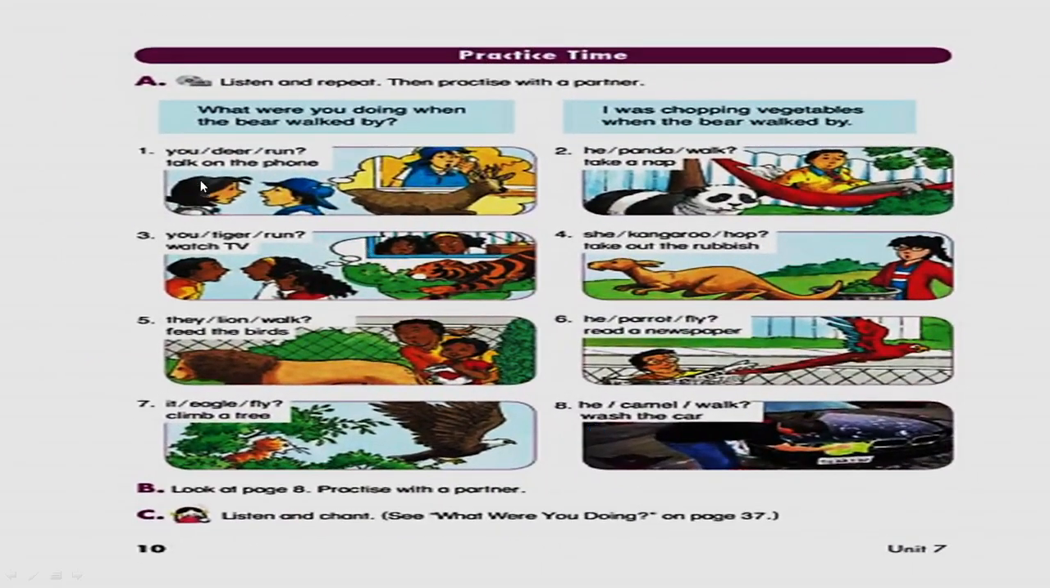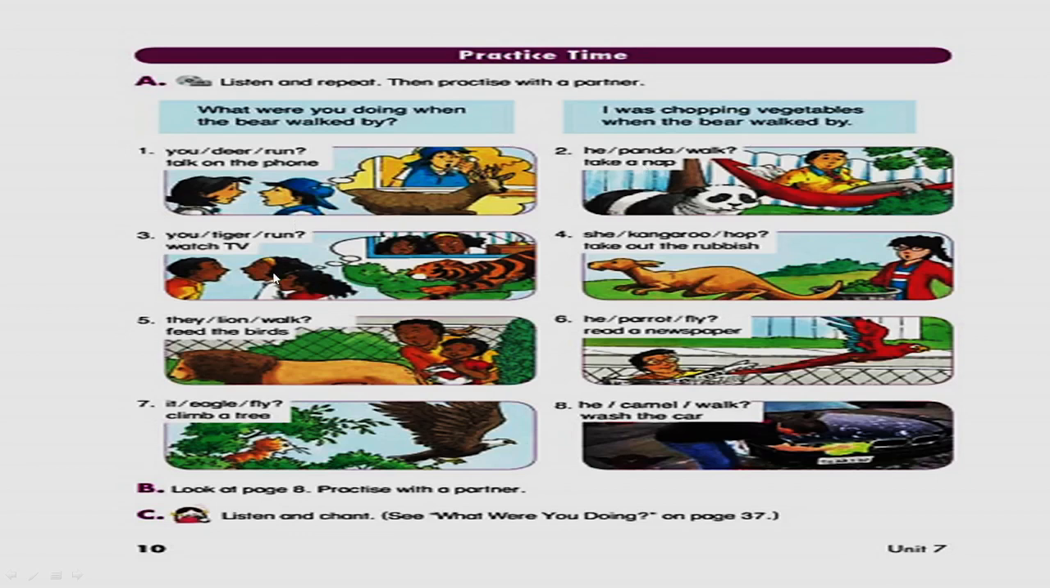For example, I'm going to ask about you. What were you doing when the deer ran by? And the answer, you here refers to one person. I was talking on the phone. Again, he is a singular form. So what was he doing when the panda walked by? He was taking a nap.